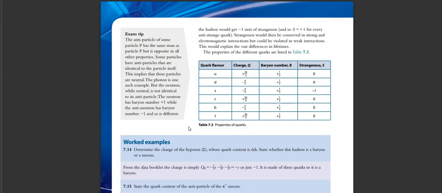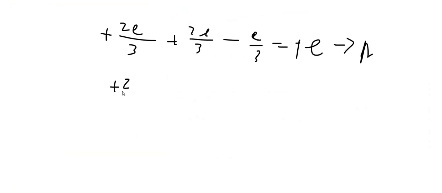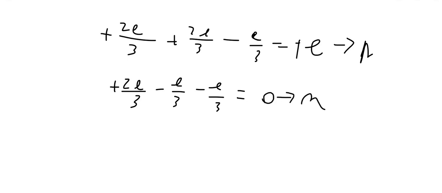And like that, you can try out the neutron example that they've given over here. We have an up quark and two down quarks. So an up quark has a charge of 2e by 3. The down quark is minus e by 3 each. And the charge is 0, which is exactly our neutron. So yeah, that's exactly how the charges are.